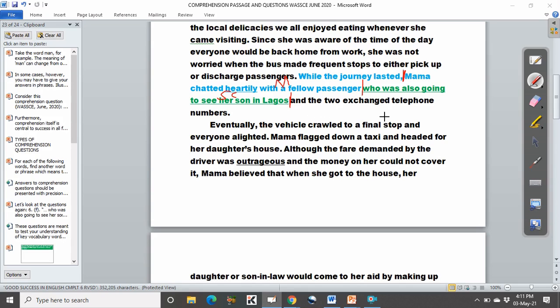But let's look at this. So now we have to use the border principle here. What do we mean by border principle?